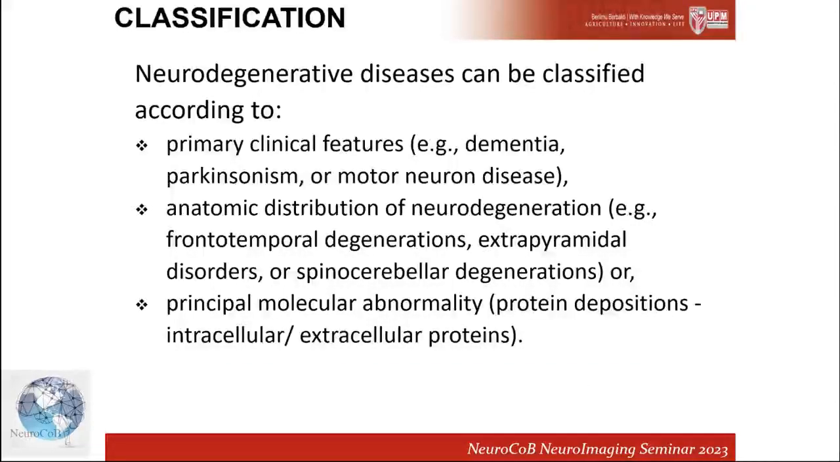So the neurodegenerative disease can be classified according to the primary clinical features such as dementia, Parkinsonism, or motor neuron disease. It also can be classified based on the anatomic distribution or the principal molecular abnormality, which is the protein deposition, whether intracellular or extracellular protein deposition. Okay. So later on, I will talk about the anatomic and principal molecular abnormality classification. I will touch a bit on it, but for us, normally we use the primary clinical features classification. Okay.